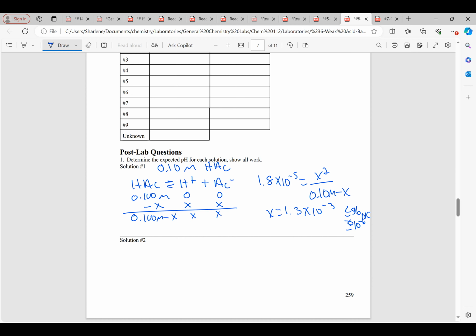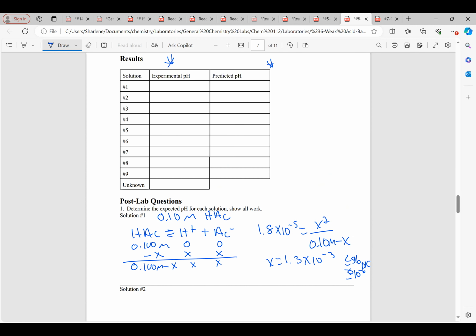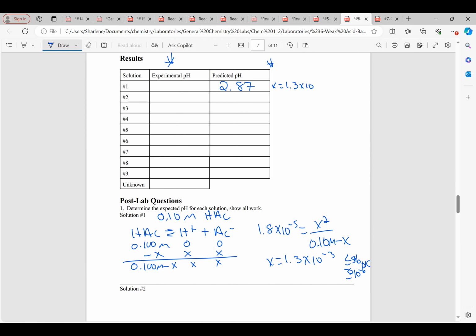All right, so we come up with a pH of 2.87. I'm just going to put a little note to myself right here. X is equal to 1.3 times 10 to the minus third. Okay. All right. Holler when you're ready for me to go on.